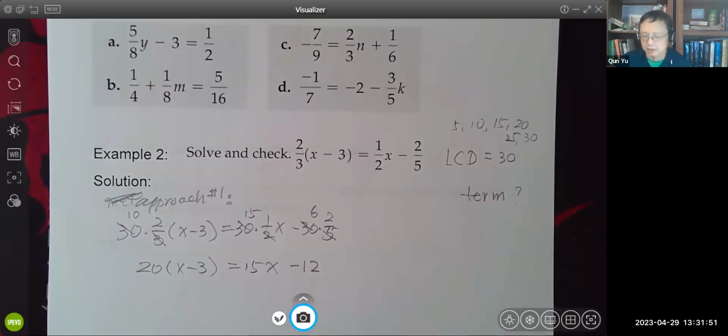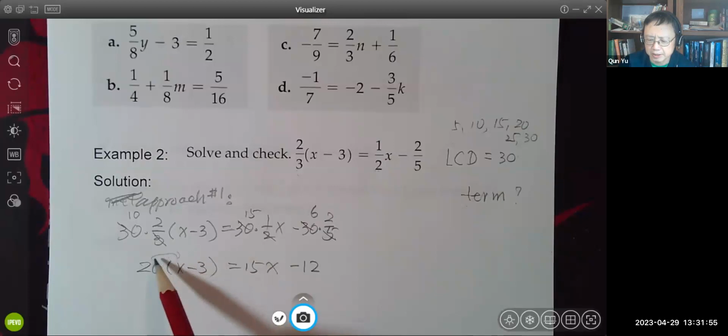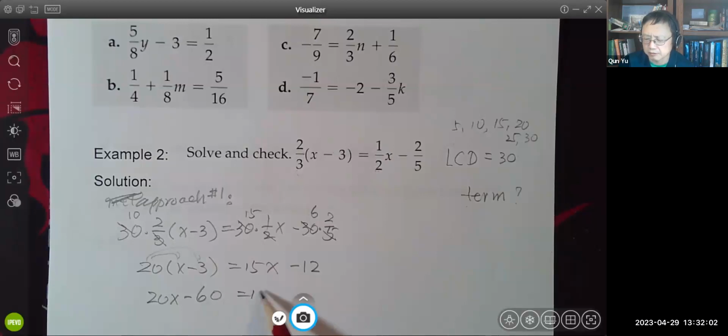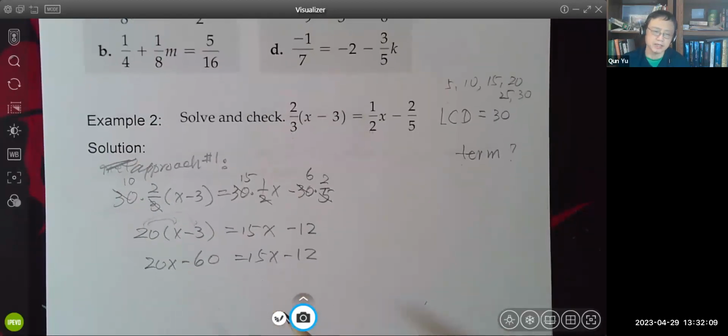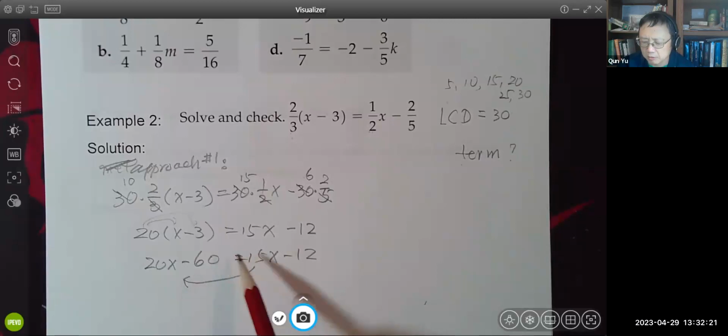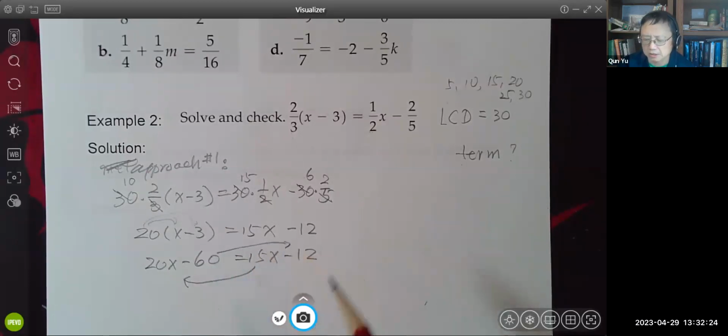Okay. Now we can expand this parentheses by multiplying each term inside by 20. So we get 20x minus 60 equals 15x minus 12. So now we need to move the x terms together so that we only have one x term on one side and the other side is a number so that we can solve for x. So I'm going to bring this 15x to the left-hand side. At the same time, move this negative 60 to the other side.